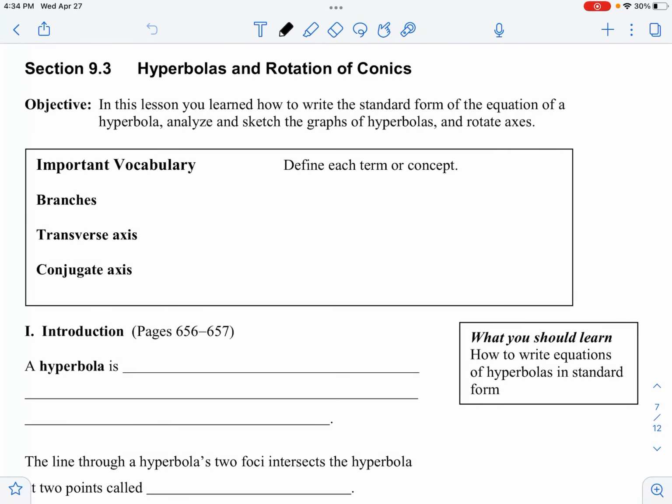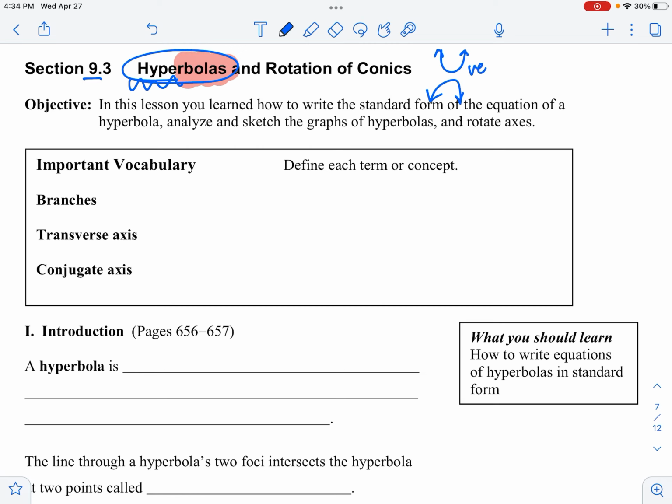Hey everybody, we are going to do our section 9.3. Today we're talking about hyperbolas. So I want you to kind of think about this. Parabolas have that "bola" at the end, and hyperbola is kind of like when something is extra or more than normal. So a hyperbola is kind of this idea of two parabolas that go opposite of each other.